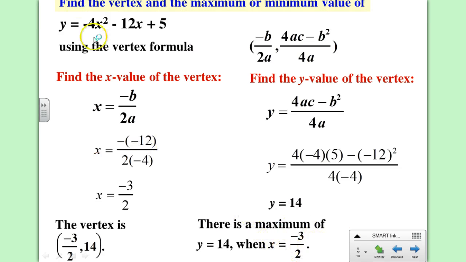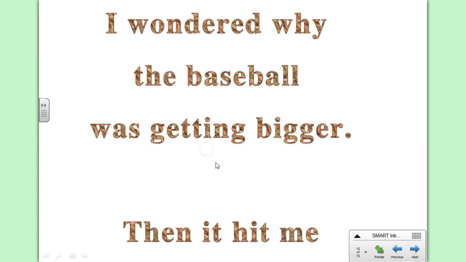And the reason we know that is because this is a sad parabola, -4, okay?